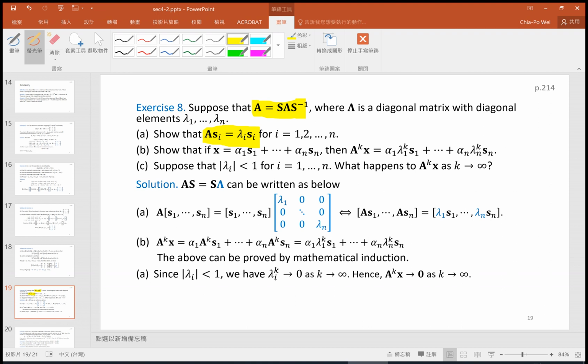In case B, we need to show if x equals alpha 1 times S1 plus up to alpha n Sn, then the kth power of A times x equals alpha 1 times the kth power of lambda 1 times S1 plus up to alpha n times the kth power of lambda n times Sn. And the proof can be done by mathematical induction, and is left to you as an exercise.